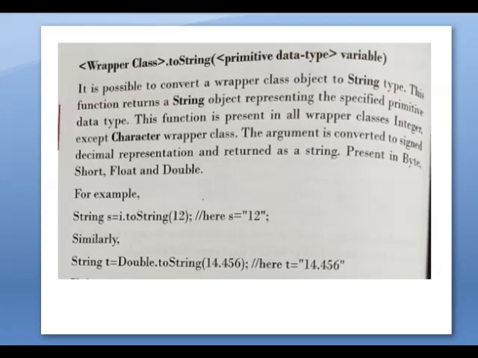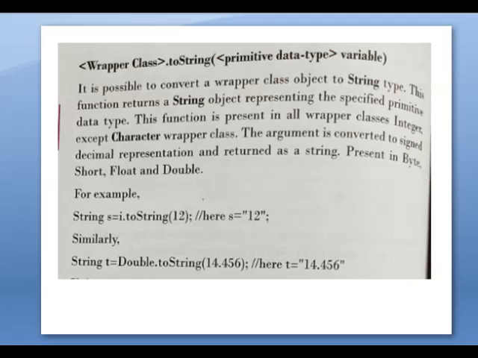String s is equal to I dot to string of 12. Okay, so here s is equal to 12. 12 is a numerical value, but it is enclosed within a double quote, so it is treated as a string.